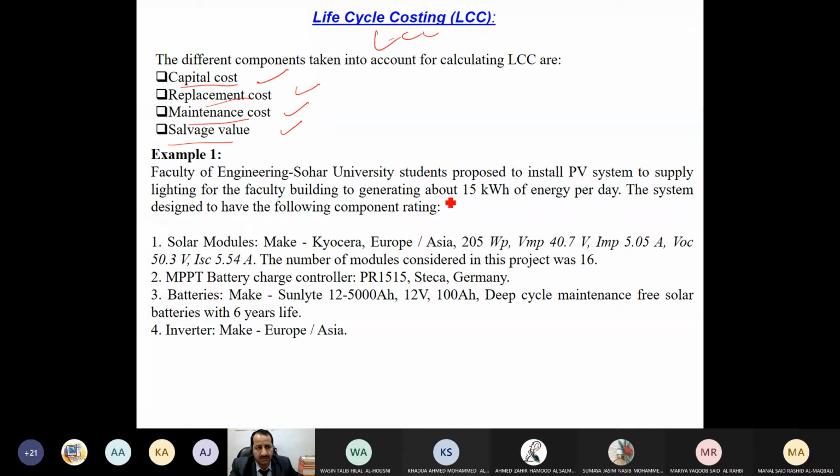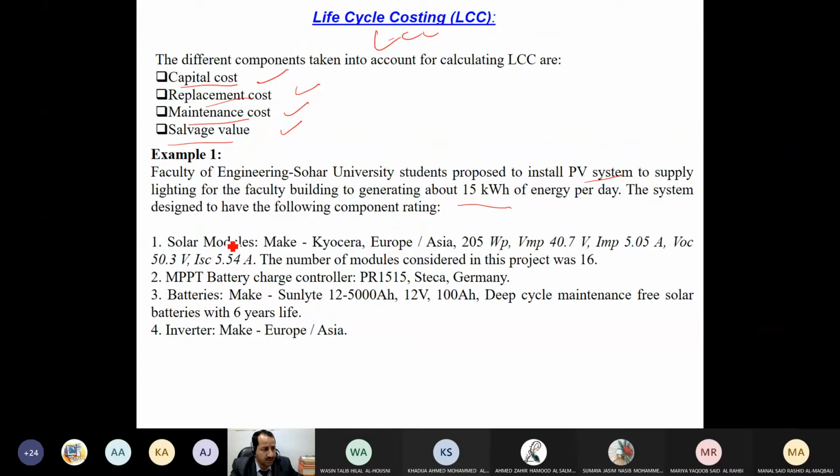Let's assume that in the Faculty of Engineering we want to install a PV system. By the way, I gave the example on PV, but it could be given for any other type of renewable energy. On the rooftop of the Faculty of Engineering, 15 kilowatt hour energy per day. This is the energy from the PV.